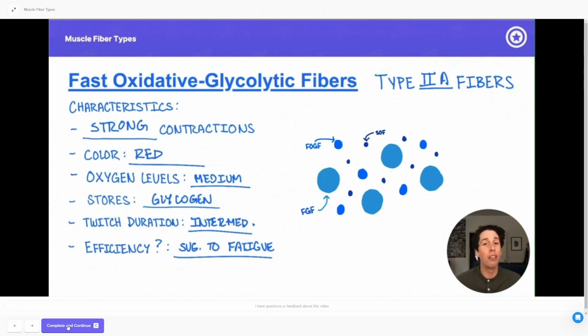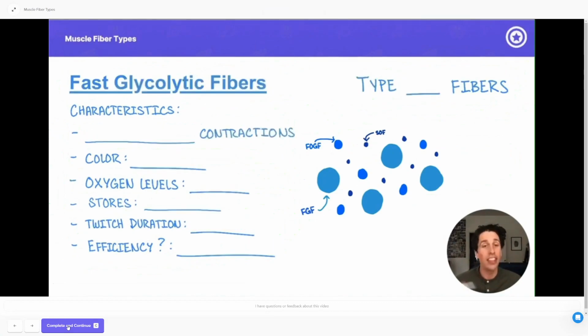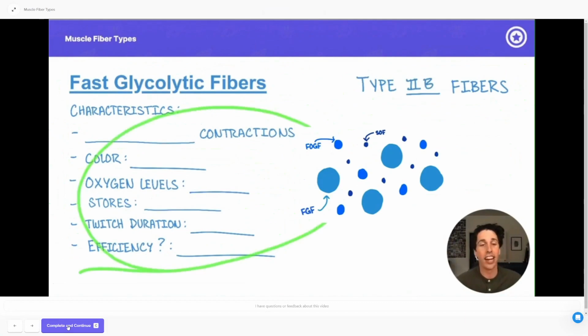Alright, so let's go ahead and talk about the last type of fiber now, the fast glycolytic fibers. So let's go ahead and start filling these guys in. So the fast ones, as you remember, are going to be type 2 fibers. So that's what we're seeing over here. So type 2, and if you remember right, the type 2A are going to be this fast oxidative glycolytic, and so the fast glycolytic fibers are going to be type 2B. Alrighty, so let's go ahead and start filling these characteristics in now.